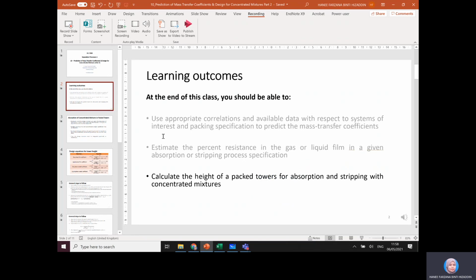So we have covered the first two learning outcomes in part 1. For part 2, you should be able to calculate the height of packed towers for absorption and stripping with concentrated mixtures. But the example that I'm going to give in this part is only for absorption, but you can adopt the same process for stripping towers later.